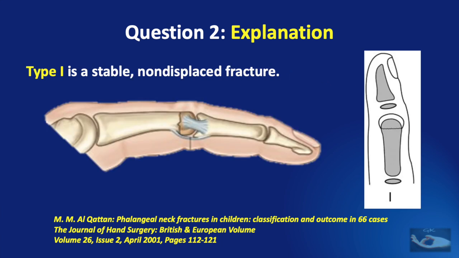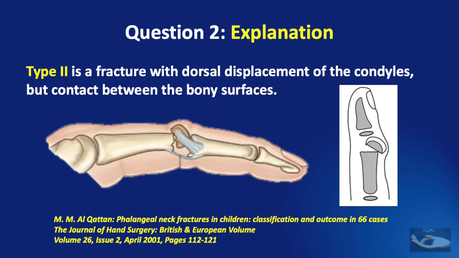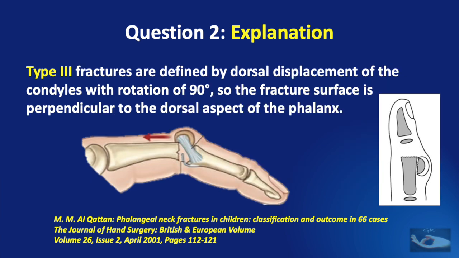Under this classification system, the type 1 fracture of the phalangeal head is a stable, non-displaced fracture. In the type 2 fracture, there is a dorsal displacement of the condyles, but contact between the bony surfaces is retained to a certain extent. In the type 3 fracture, there is dorsal displacement of the condyles with rotation of 90 degrees or more, so the fracture surface is perpendicular to the dorsal aspect of the phalanx.